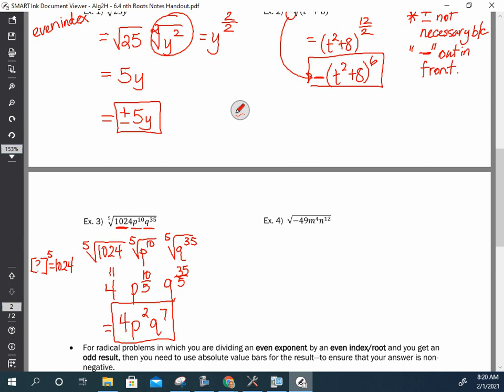We don't need to because the 5 is an odd number. So odd index, no plus or minus. Very good catch there. So if you have an odd index, you do not need the plus or minus. Any other questions, example 3?